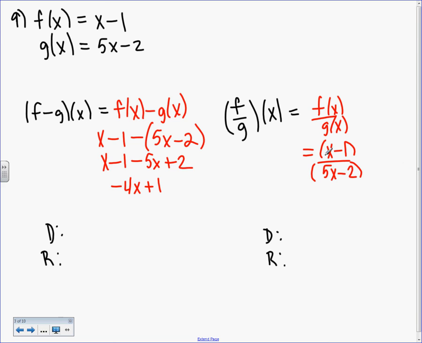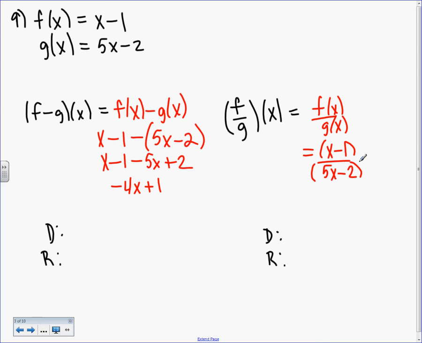Or some people try to simplify the x and the 5x. Again, if the -1 and the -2 wasn't there, you could. But because this is a quantity, we can't do anything else to it. Does that make sense to you guys now? Okay? So let's go back and do domain and range.